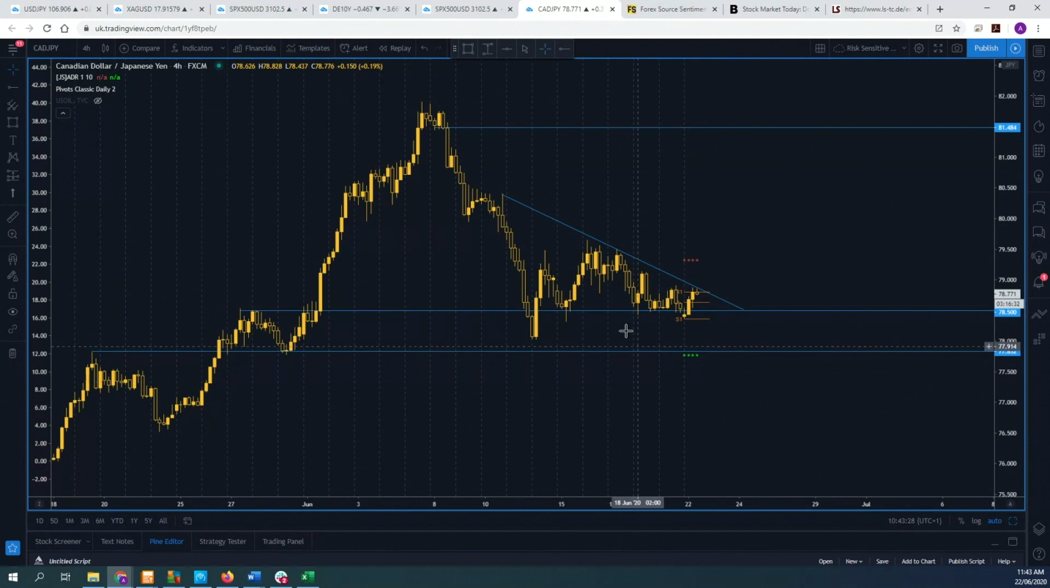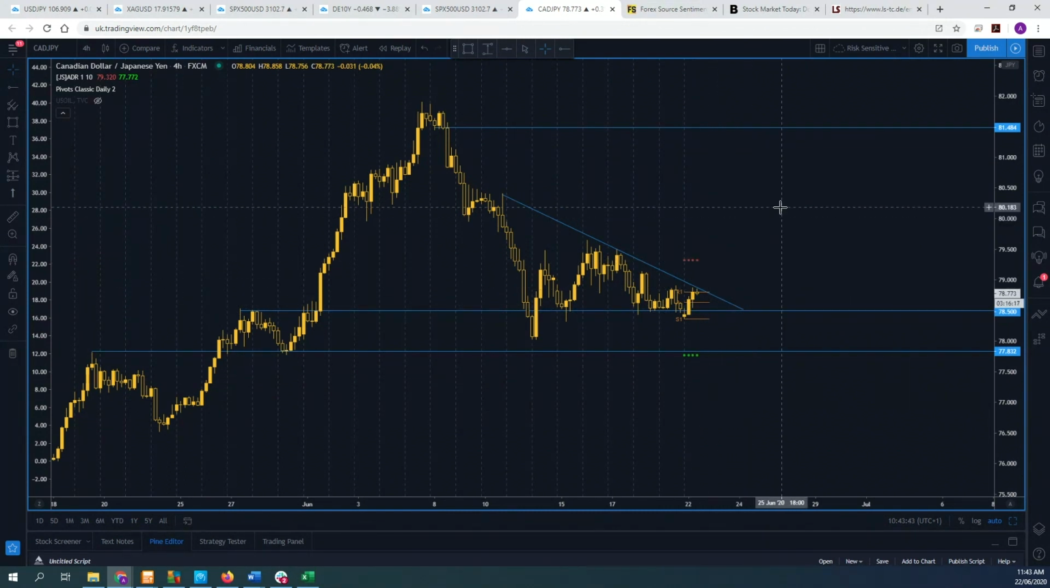Or if you look at the CAD/JPY specifically, we have this trend line coming down. Now that's not always going to be the case. Not every trading day will look like this. But just as an example, apart from waiting for a false break, you could wait for a potential break of the trend line and a retest and then a re-entry.